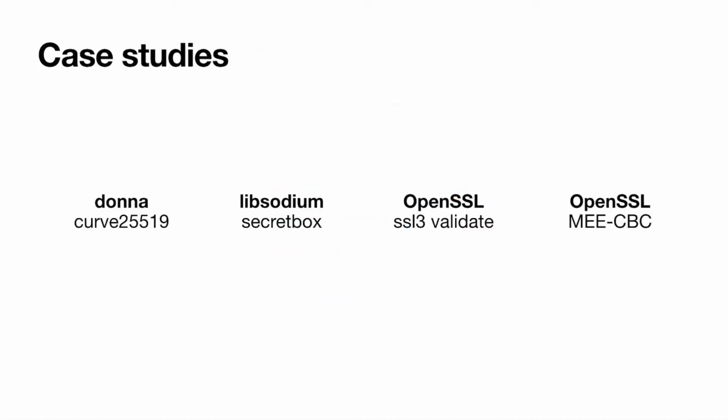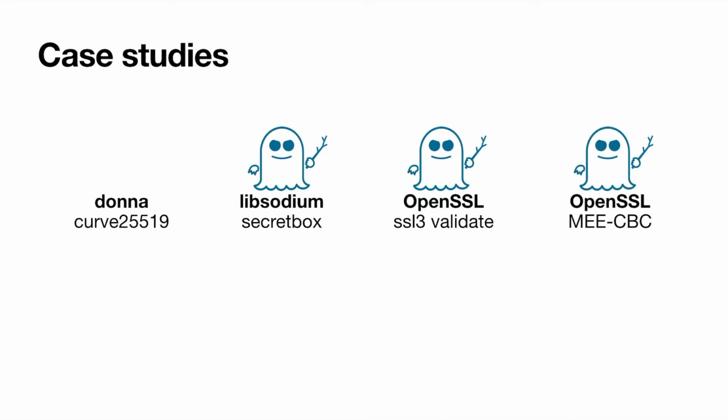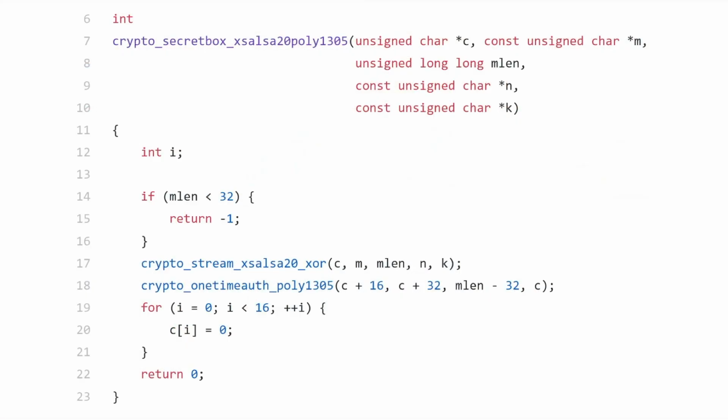We ran Pitchfork on functions from several popular crypto libraries and found speculative constant time violations in both the libsodium and OpenSSL libraries. The vulnerable libsodium code is the same code I put up at the very beginning of this presentation, but now I can actually show you what's going on. So like I said, all of the code that you see here on the screen, including all of the function calls, have been verified to be constant time.